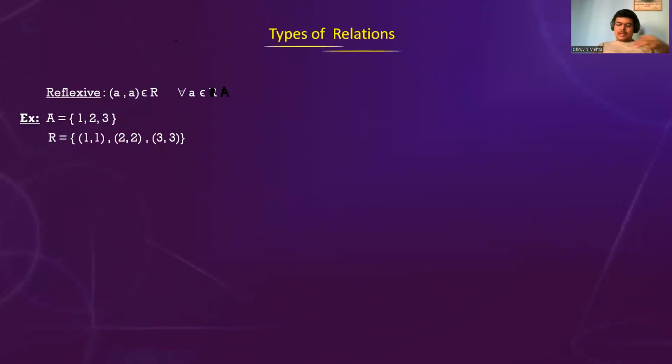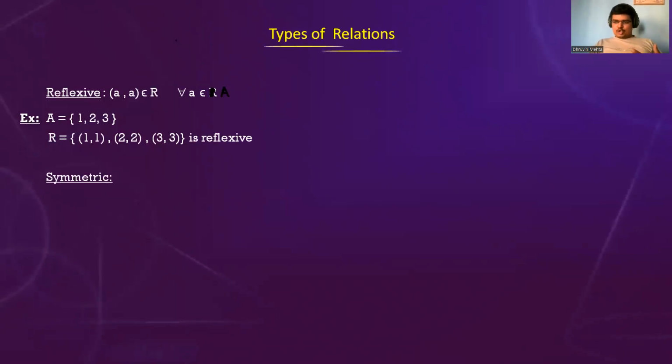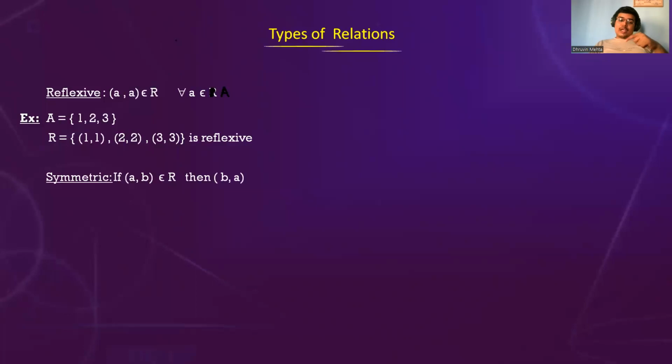Agar sirf (1, 1) hai, then it is not reflexive. Agar sirf (2, 2) hai, then it is not reflexive. If all the three are present, then it is reflexive. Yes, sir. Next, symmetric is actually a mirror image. You can remember it as mirror image. So if (a, b) belongs to the relation R, then (b, a) should also belong to the relation R.